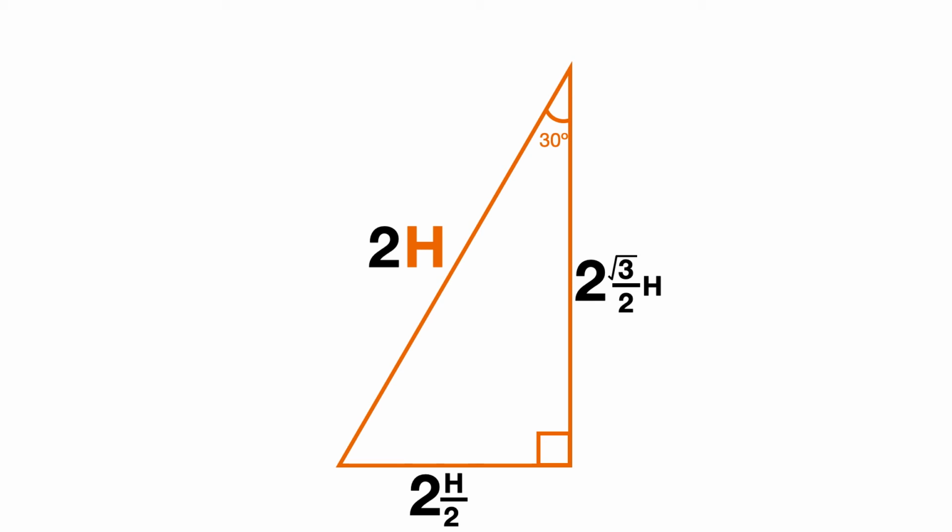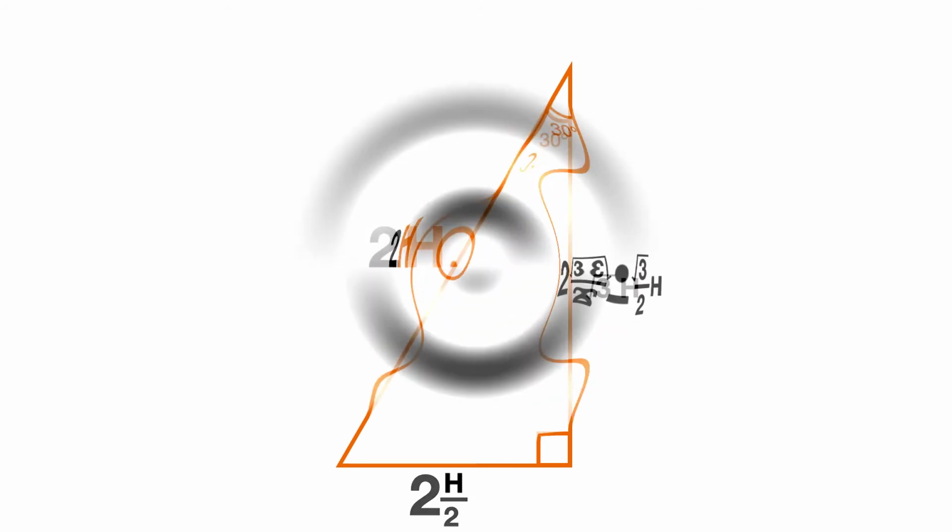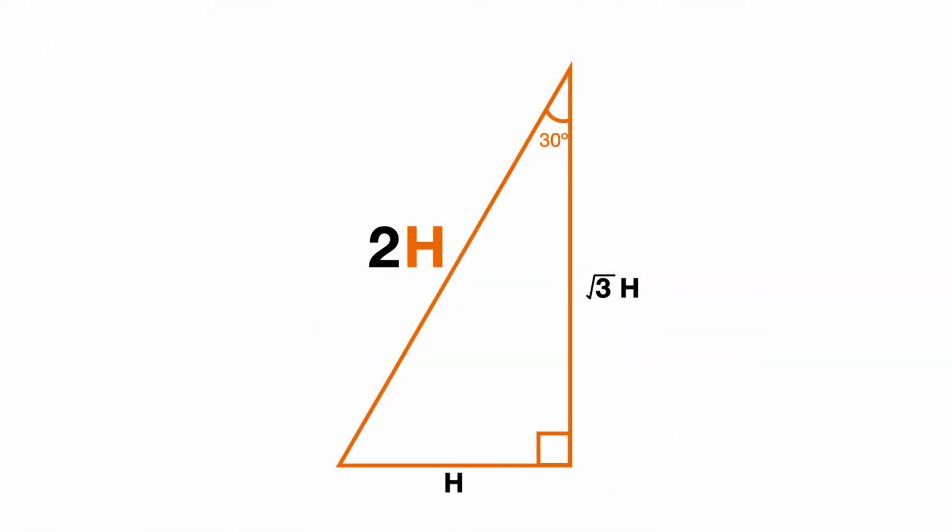So 2 times h over 2 is just going to be h, right? And square root of 3 over 2 times 2 is going to be square root of 3, and 2 times h is just 2h. Right? So now the dimensions are given by this little bottom segment, h. We can just call that x if you want. Okay, so let's do a problem.